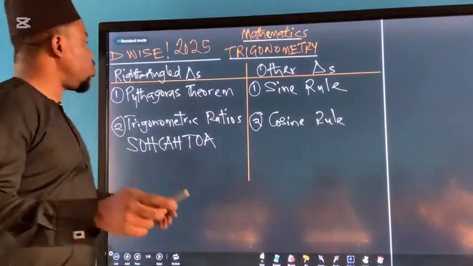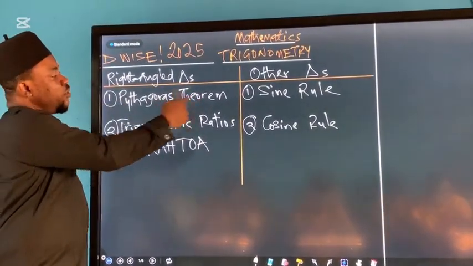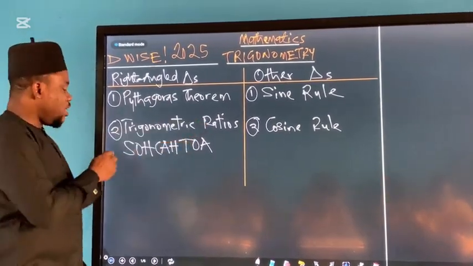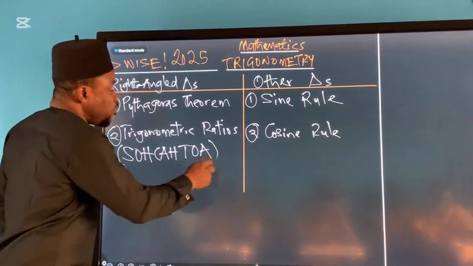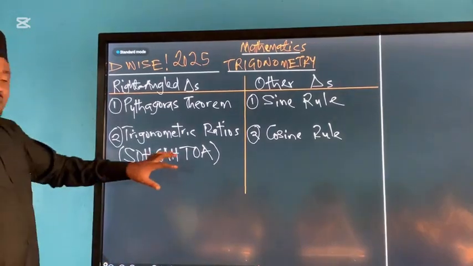If it's a right angle triangle, you either solve by Pythagoras theorem, or you solve by trigonometric ratios. And then we have an acronym for trigonometric ratios. The first three, we use that. That's what we're going to explain better later.